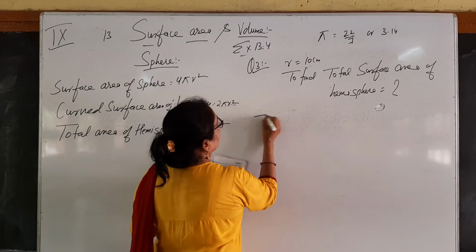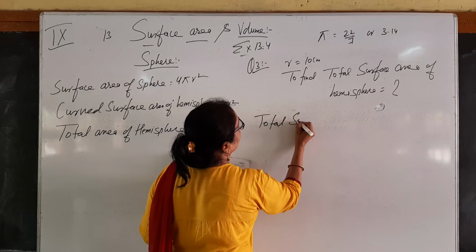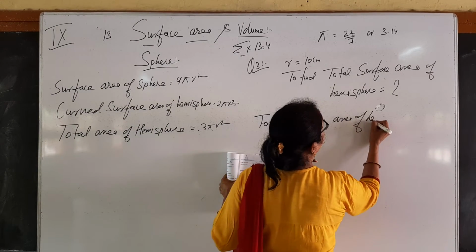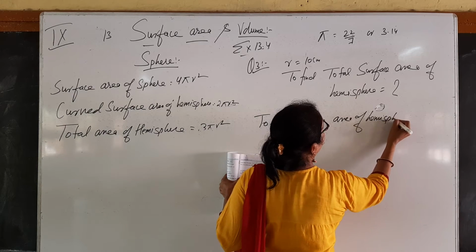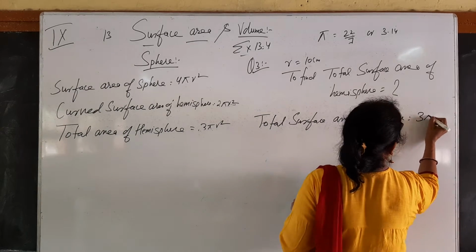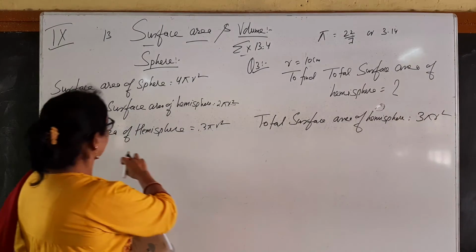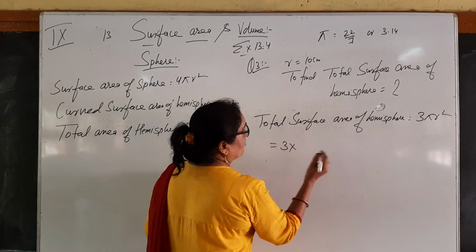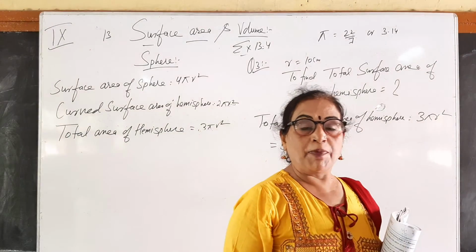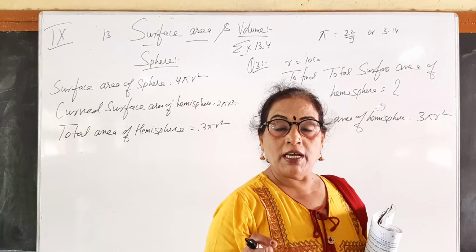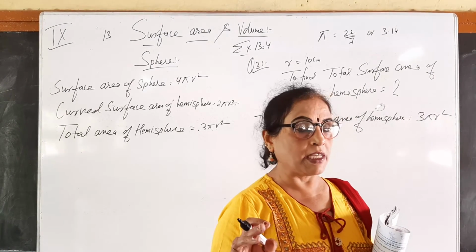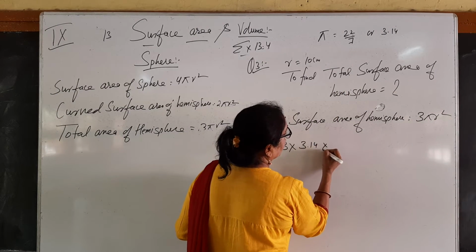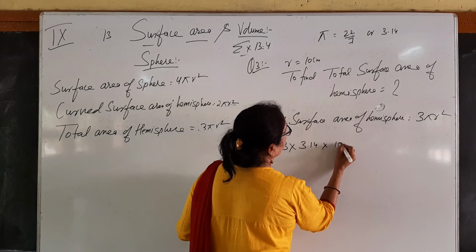Here total surface area of hemisphere is equal to 3 pi r square. Now 3 into value of pi, because here the value of pi is given, we have to use 3.14. If it is not given, we use 22 by 7. But here it is given, so we use 3.14 into r. Value of r is given, 10 square.